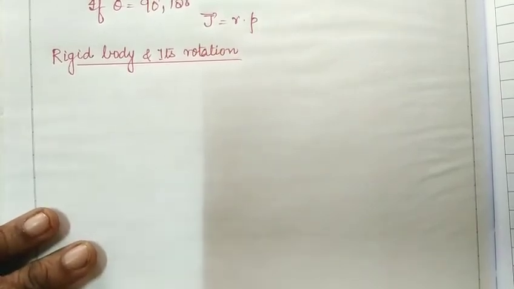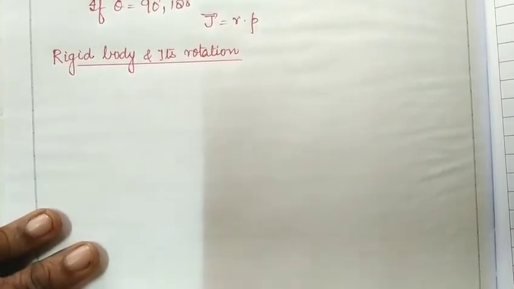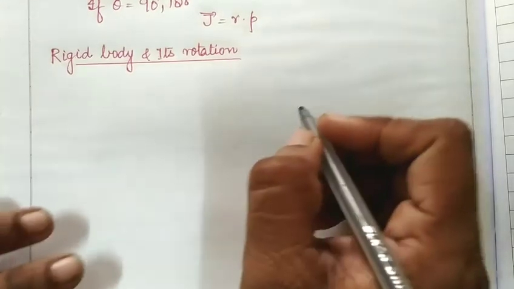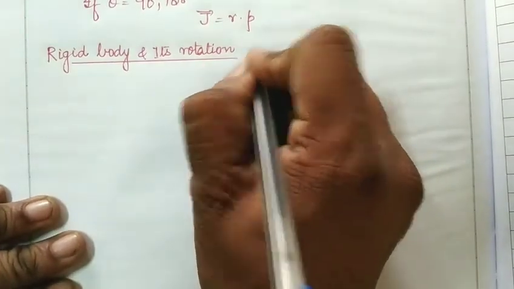Earlier we have learned that if an external force is applied to a system and that system remains unchanged in its shape and size, then such type of system of particles is said to be a rigid body. Or we can say that if an external force is applied to a body and does not produce any displacement of the particles of the body relative to each other, then such type of body is said to be a rigid body. So students, here I am writing the definition.